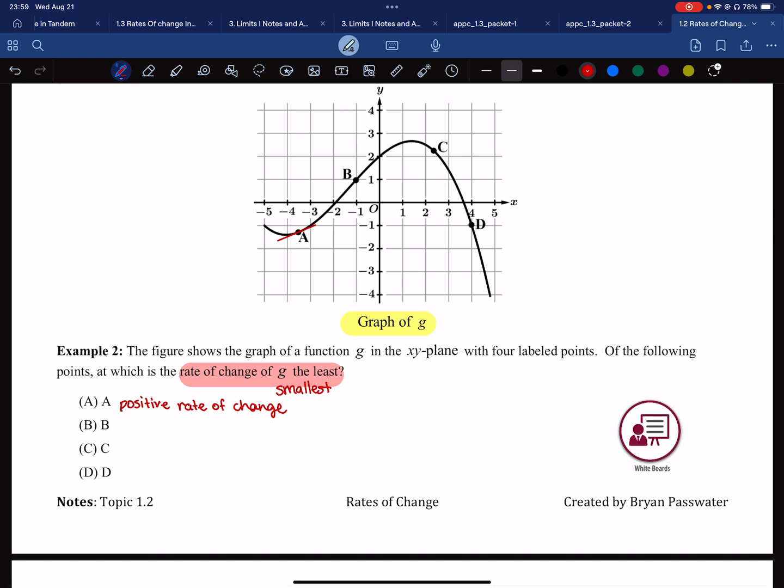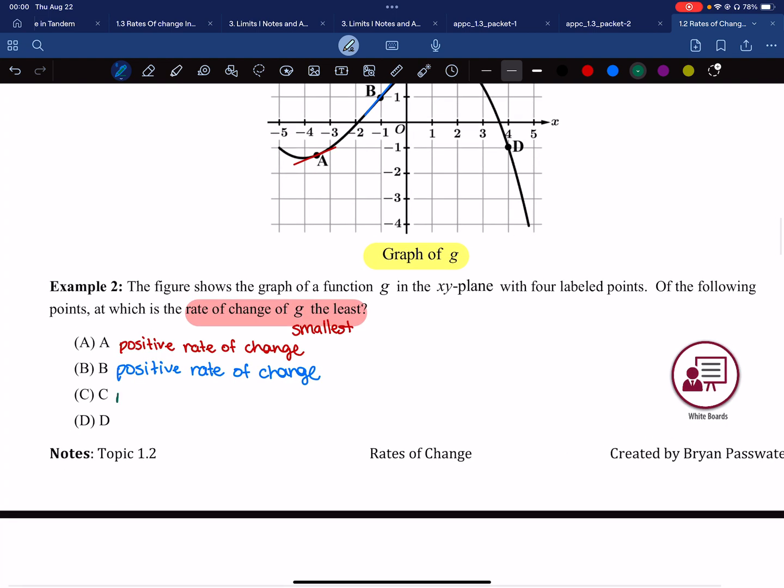If we look at point B, it also looks like a positive rate of change. We look at point C, we have a negative rate of change. And then lastly, point D is another negative rate of change.